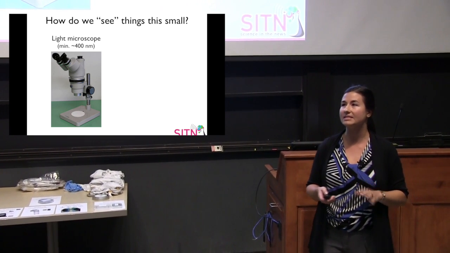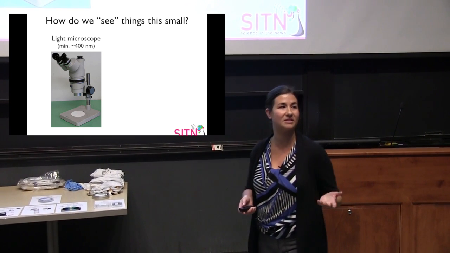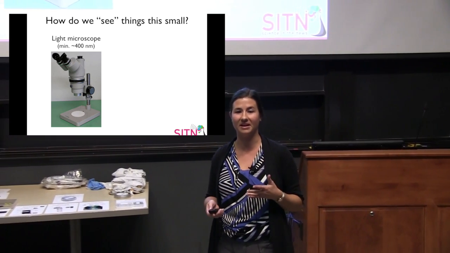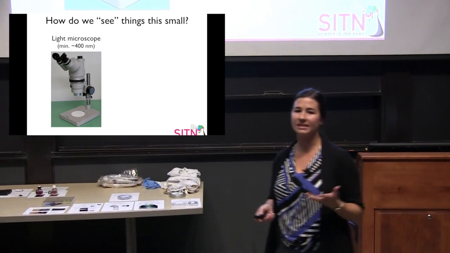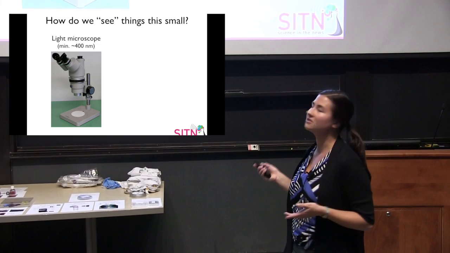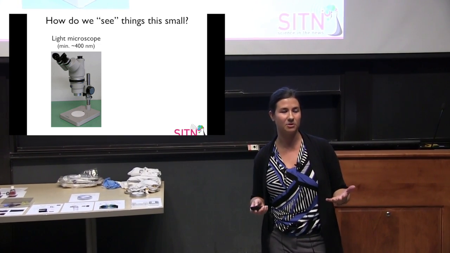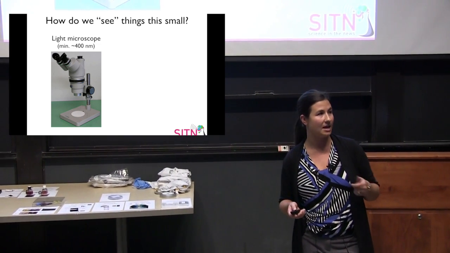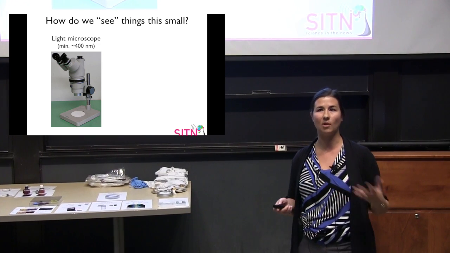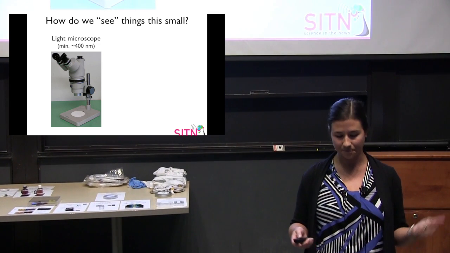Andy mentioned that when we see things, it's using our eyes, and we're using visible light, which is 400 to 700 nanometers. If we want to look at stuff this small, we often use a light microscope, but this has a limit, which is around a few hundred nanometers. And sometimes we want to see things even smaller than that. So how do we do that?